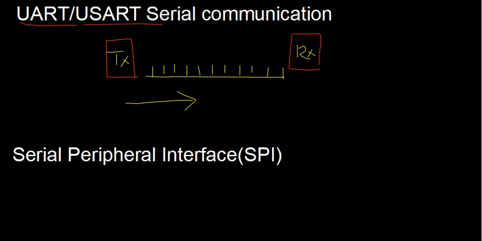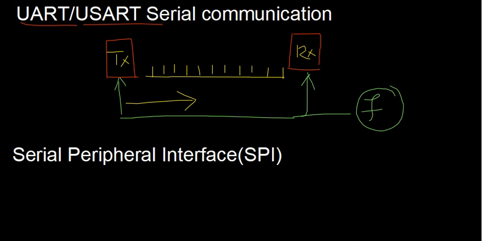Now if you have synchronous communication, then the transmitter and receiver are both synchronized with the same clock frequency. So the frequency between the transmitter and receiver will remain the same. That is called synchronous communication, universal synchronous receiver and transmitter, or USART.